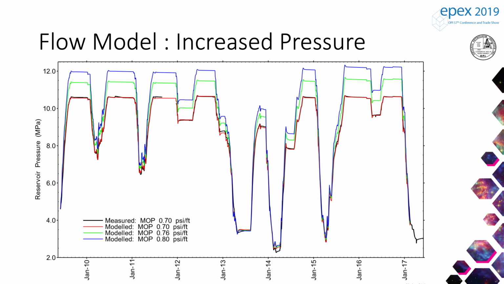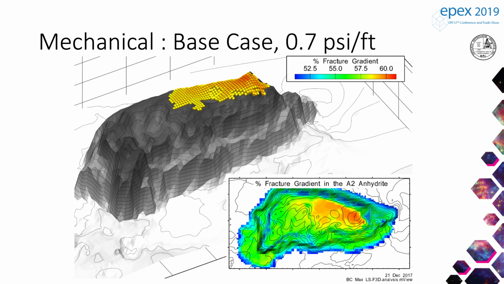So then output from this flow model that we were developing was used as input to the geomechanical model to assess stress changes in the caprock. Here's our base case model. Just a visualization showing caprock elements. These are the elements here with the highest percent fracture gradient in the A2 anhydrite, sort of shown here in kind of a profile. I think it's easier to see in a cross section.